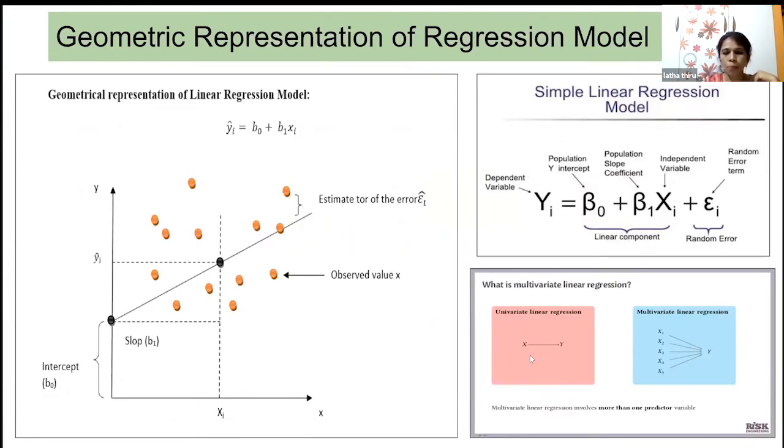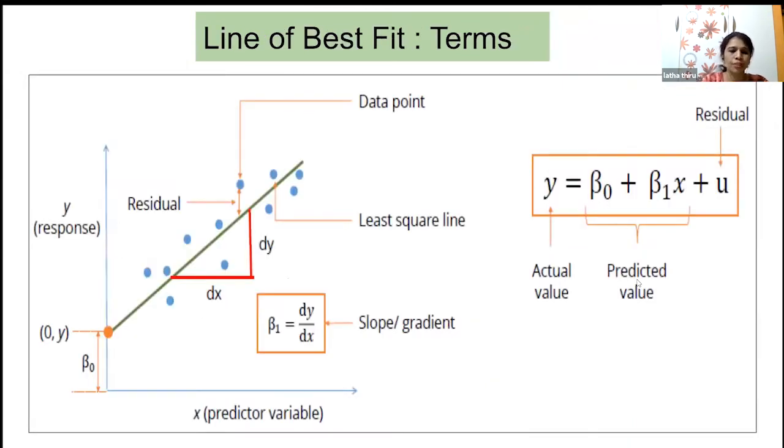The additional point over here is about univariate linear regression and multivariate linear regression. Univariate linear regression means there is only one independent variable. If there are multiple independent variables, then it is multivariate linear regression. Now look at this. We know how m is calculated, how the slope is found: dy by dx. So m is equal to dy by dx. And what is c over here? Where it intersects the y-axis is called c.